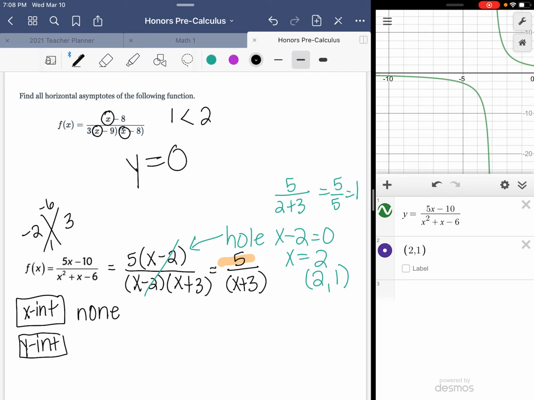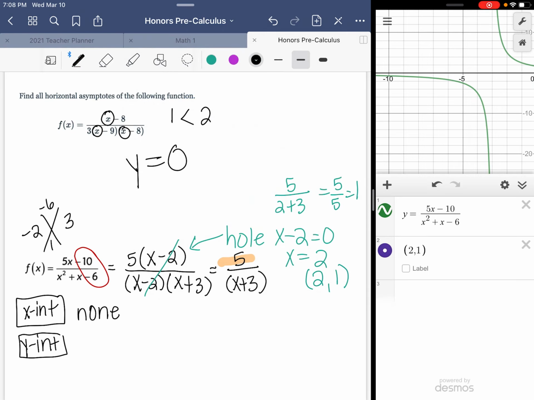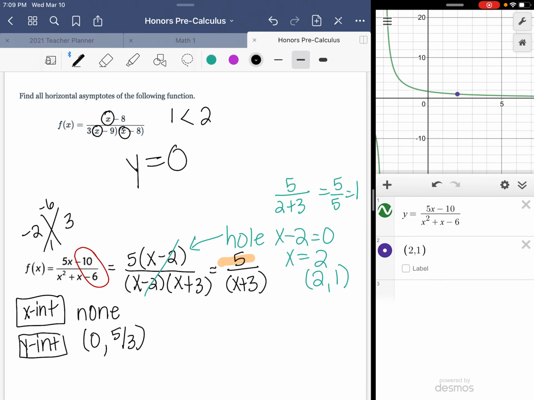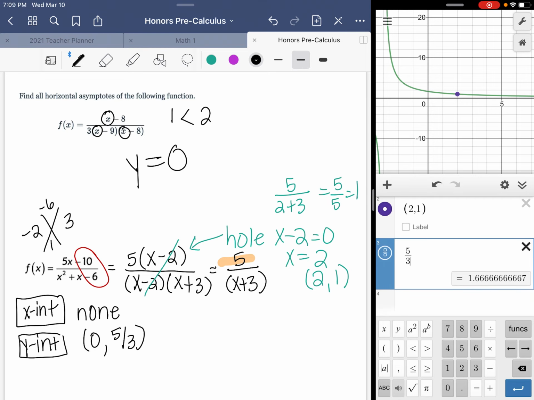So then my y-intercept, remember that's going to be the division of my constants. You can use either one that you want to. So negative 10 divided by negative 6, or 5 divided by 3 of the simplified version. But my y-intercept is going to be located at the point 0, 5 over 3. So I can check that, and I can see that I have 1.6 repeating, which is the same thing as 5 over 3.